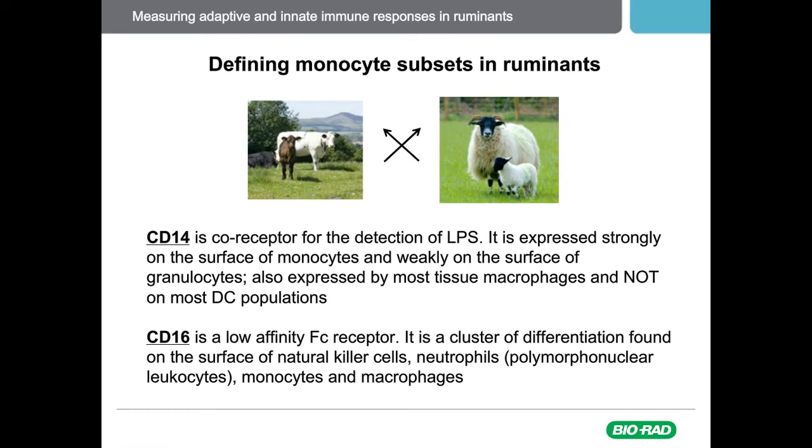CD14 is a co-receptor for LPS, and we know from other species, and this is the point I was making about the assumptions we can make, that it is expressed highly on monocytes, not so much on granulocytes, and is also expressed by tissue macrophages, but tends not to be on dendritic-like cell populations. CD16 is the low affinity Fc receptor, and this is found on the surface of natural killer cells, neutrophils, monocytes and macrophages, so it has a wider population distribution.